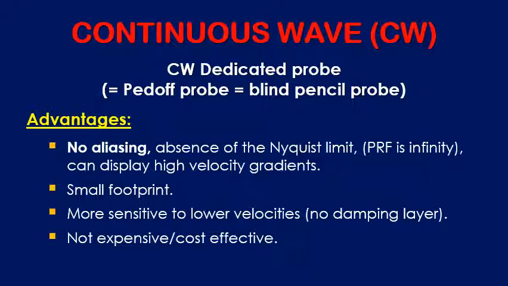Okay, so it can display all the high velocities, and also it can display the lower velocities. Why? Because there is no damping layer, so the received echoes will not be damped as they are received. So I can get also the lower velocities. So the extremes of velocities will be detected easily by this probe. Again, we have a small footprint, and that's why many times it's used by echocardiography. It's not expensive, and we all know that sometimes it can be manufactured as a separate device, having only the CW activity.